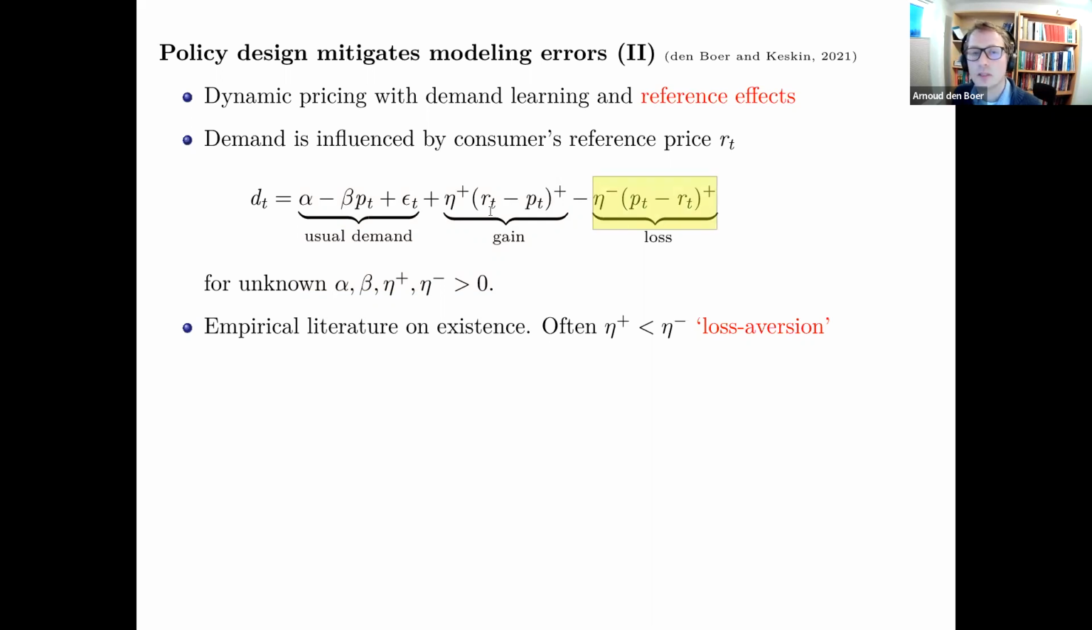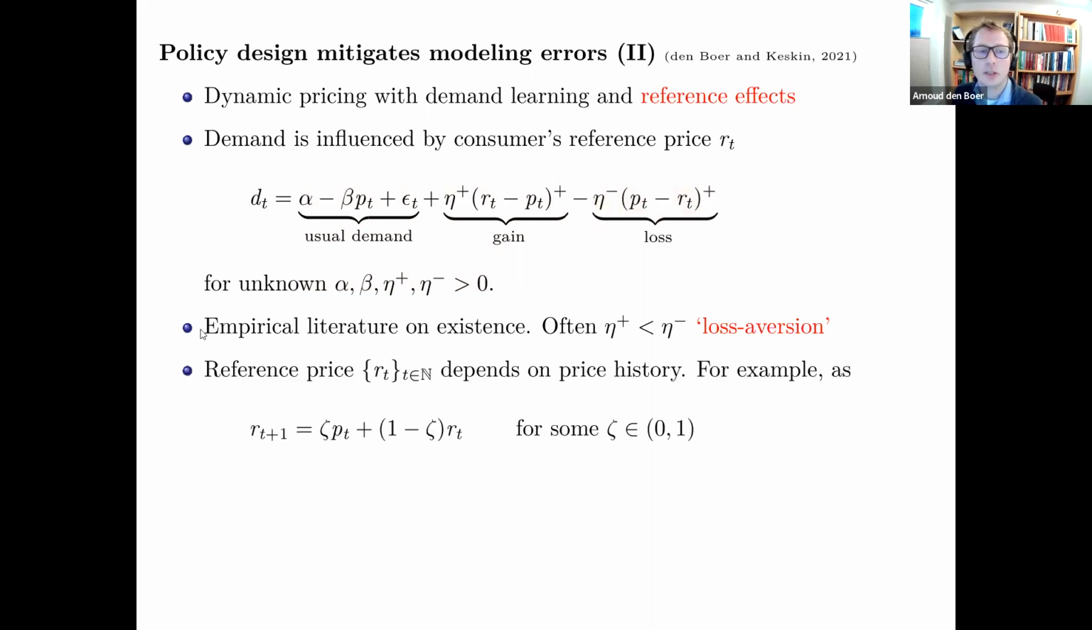demand. Now, there is empirical literature on this effect, a lot actually, and usually these eta plus and eta minus are not the same. The loss aversion case means that for a difference of the same magnitude, if they are disappointed, then the demand is diminished more than the demand is increased if it's a positive surprise. That's how usually human beings work.